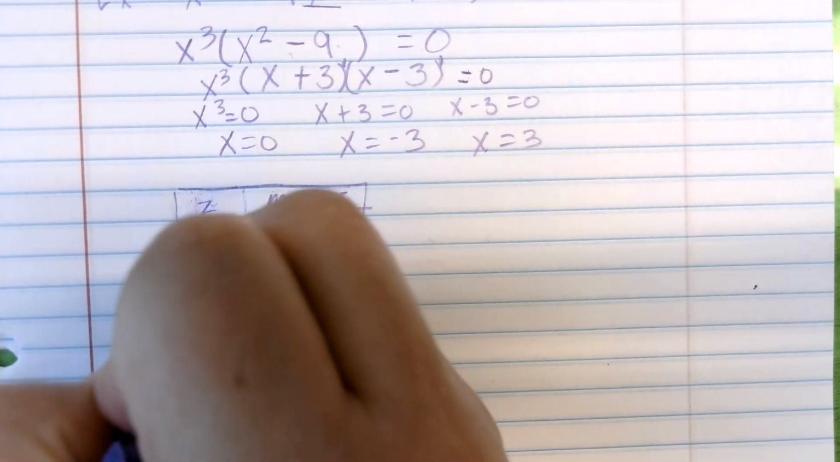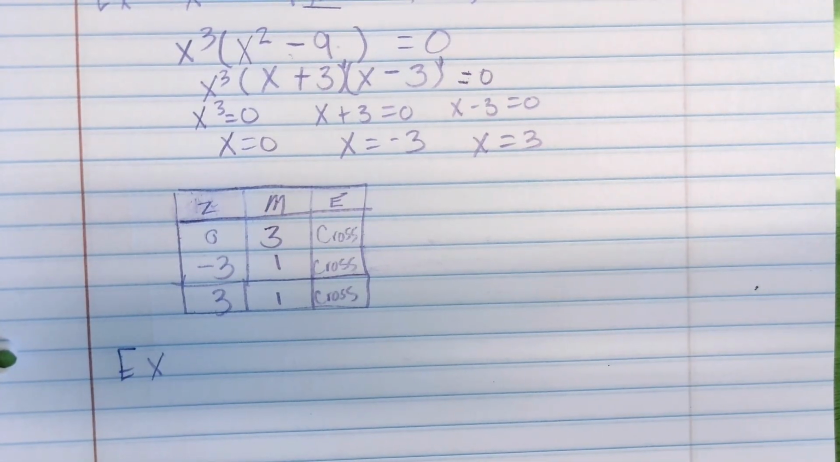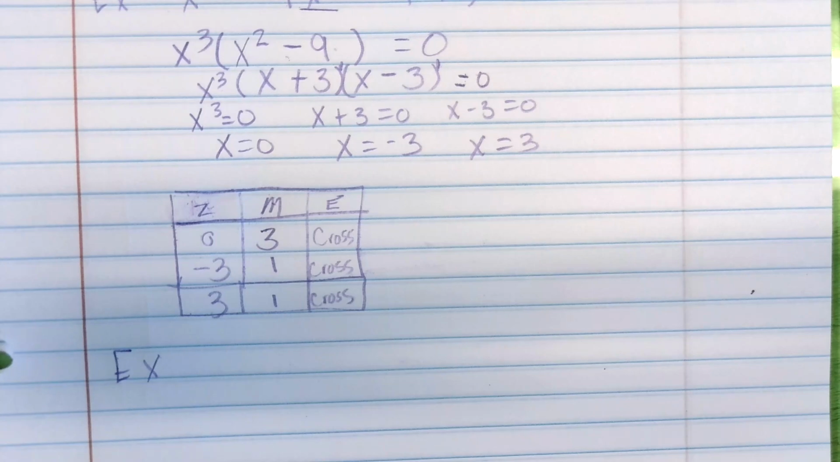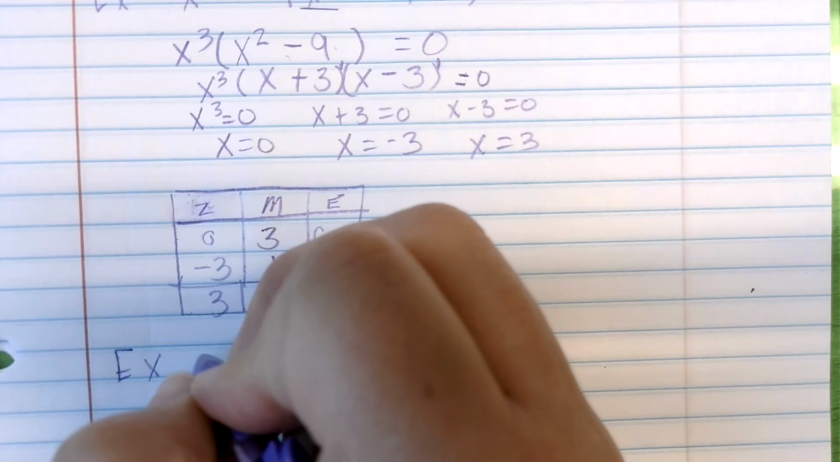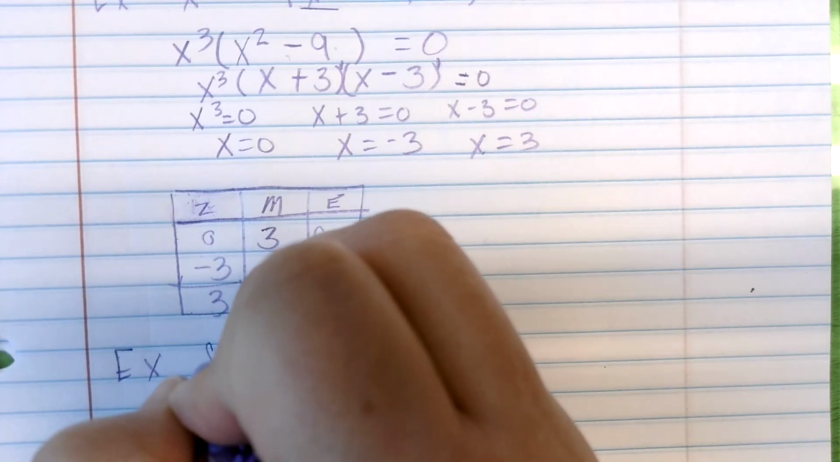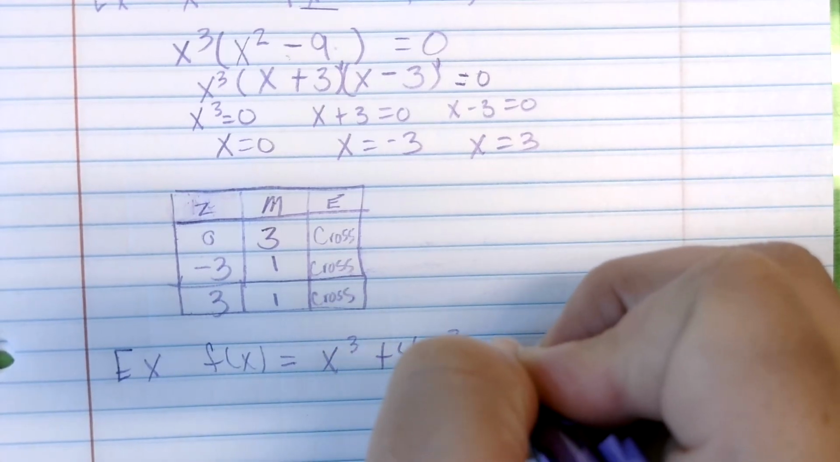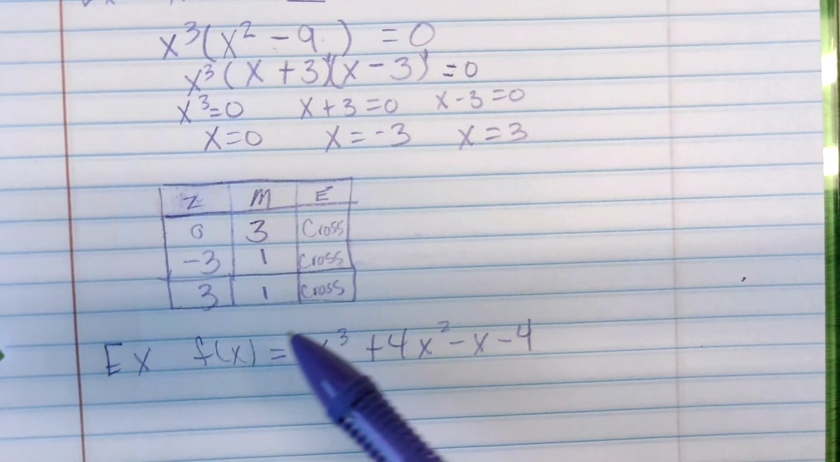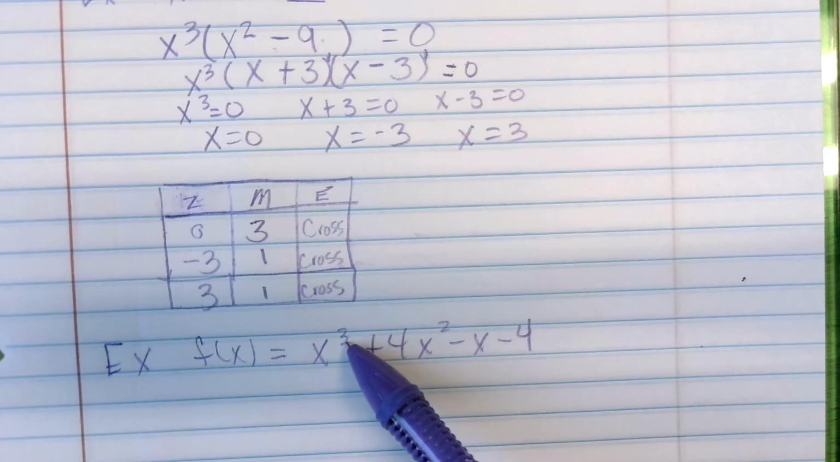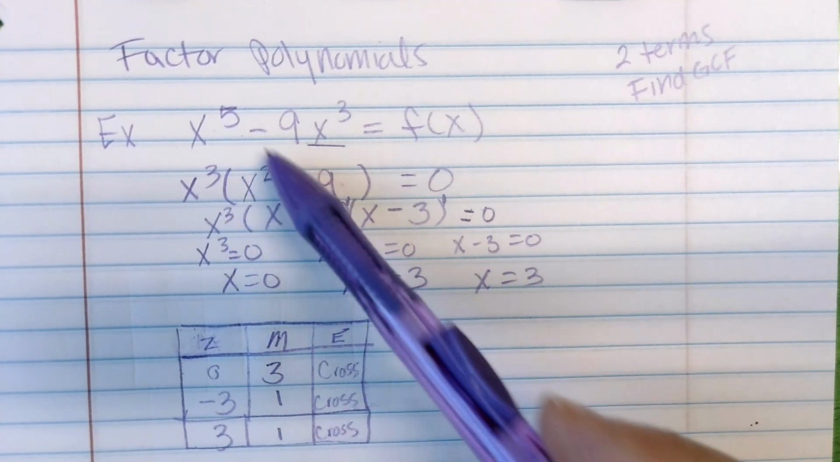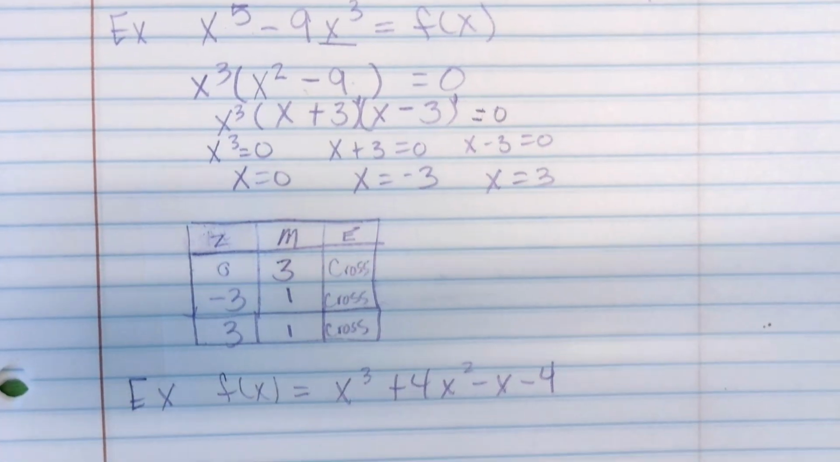Okay, let's do another one. This time I have f of x equals x cubed plus 4x squared minus x minus 4. So I should be able to find at most 3 zeros, because of this power of 3. If you want to check that theory, the last one had a degree of 5, and I had 1, 2, 3, 4, 5 zeros.